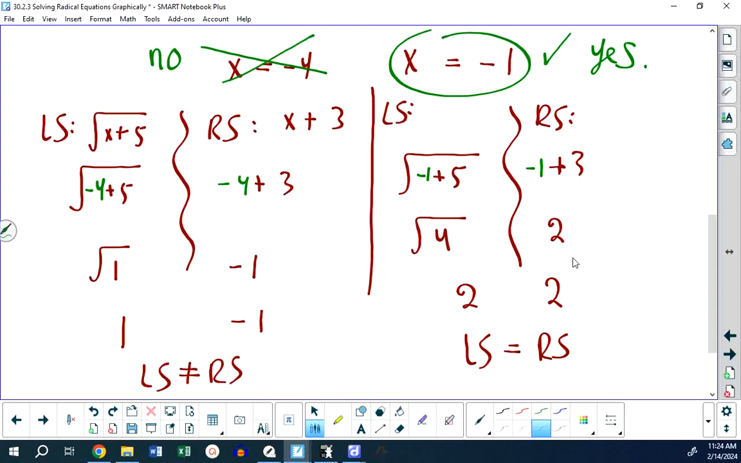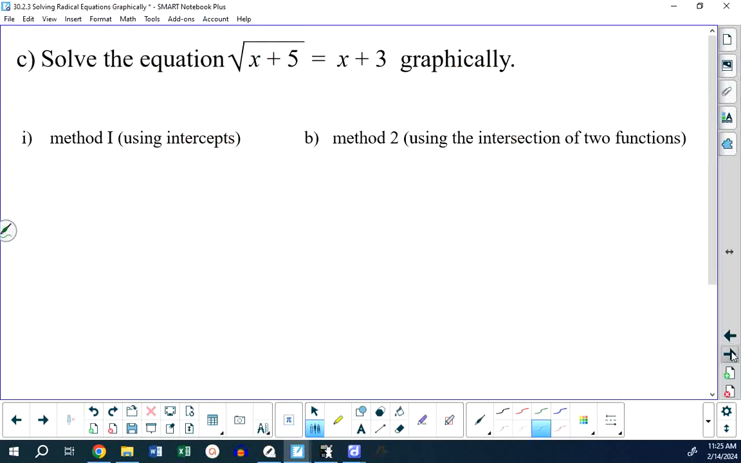Again, just because a supposed answer is in that domain of restricted values for x doesn't make it a solution. You have to check it. All right, let's solve this graphically, and I'm going to do it in two ways.